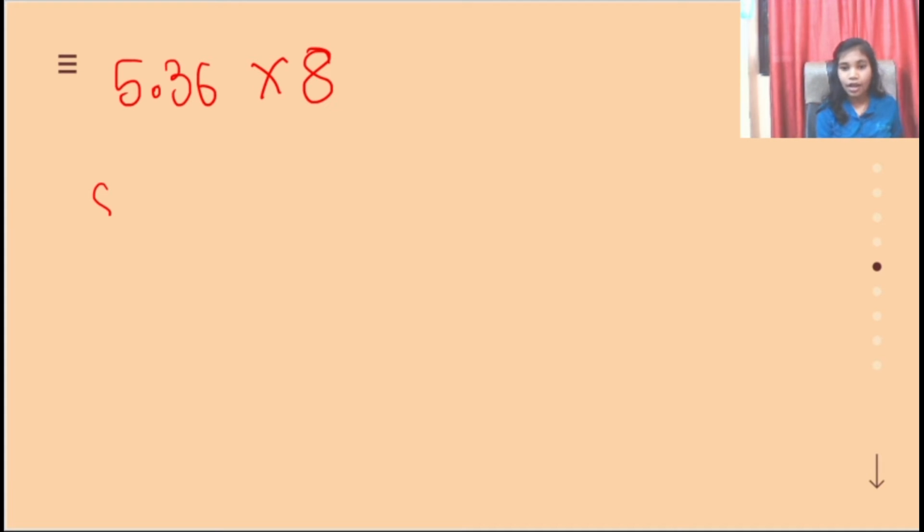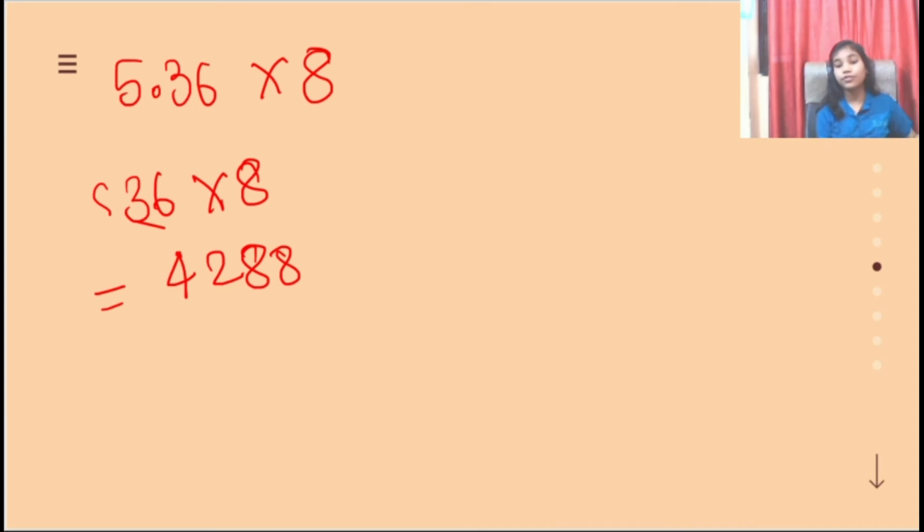What will you get as the answer? You have to ignore the decimal point and find the product without it. So 536 multiplied by 8 equals nothing but 4288. I did the calculation before, okay? Now since 5.36 has 2 places after the decimal point, the answer should also have 2 places after the decimal point. So we'll put a decimal point between 42 and 88. So let's put it as 42.88.